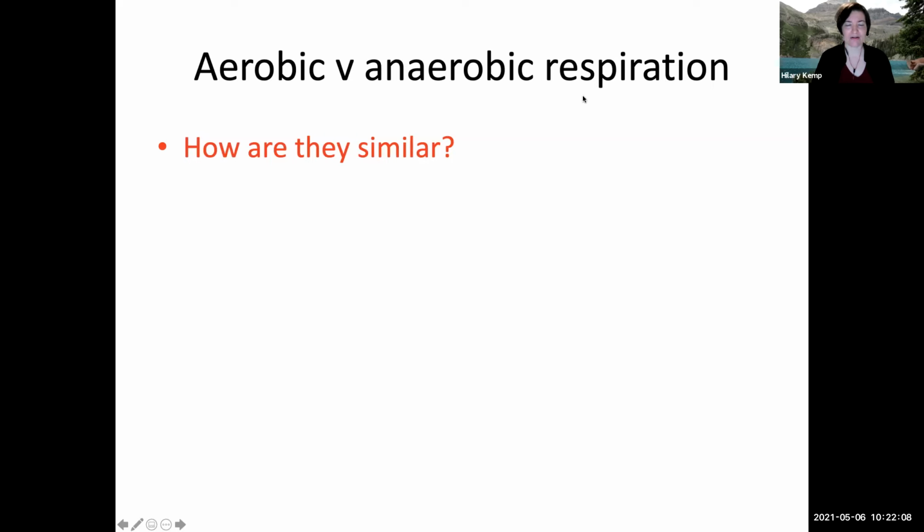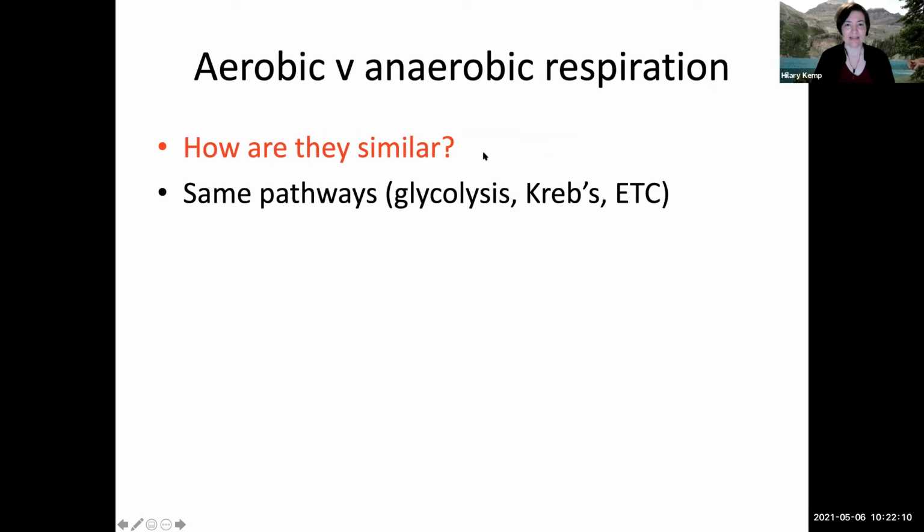These pathways are similar in that they all do first glycolysis, the Krebs cycle, and then the electron transport chain. However, how are they different? We talked about this last time. Let's just see in the chat how they are different.